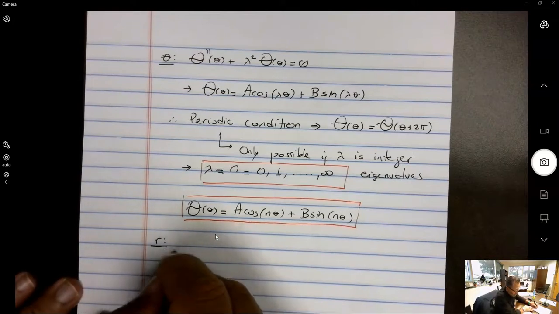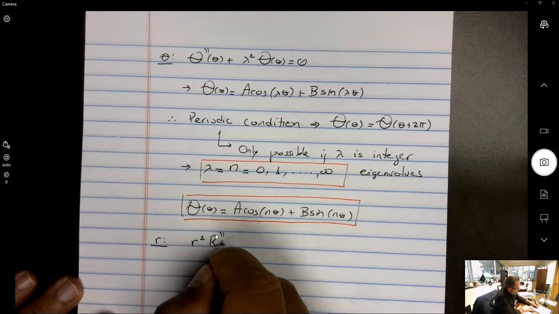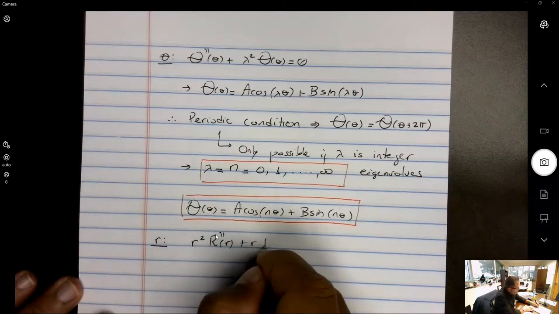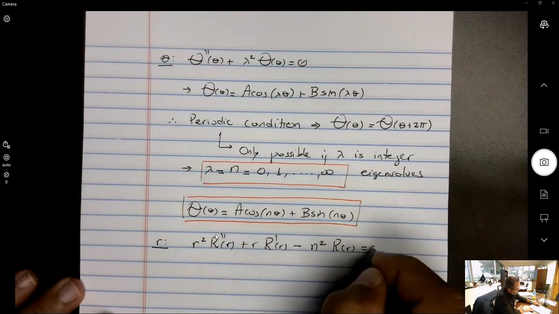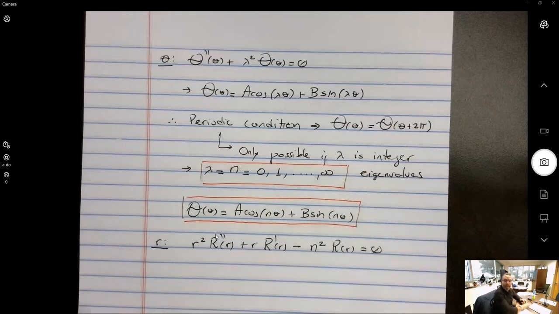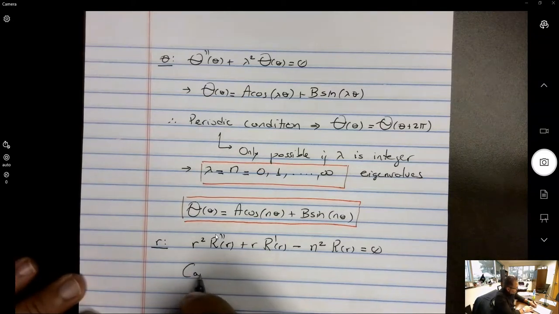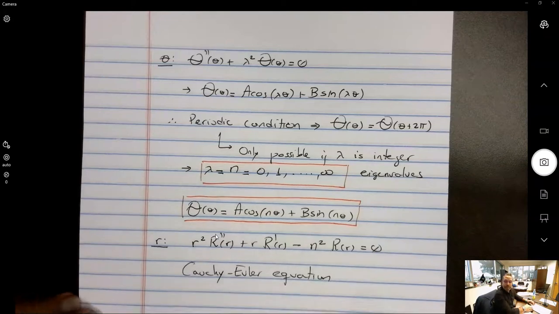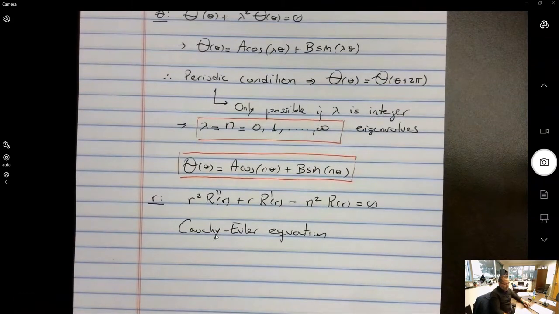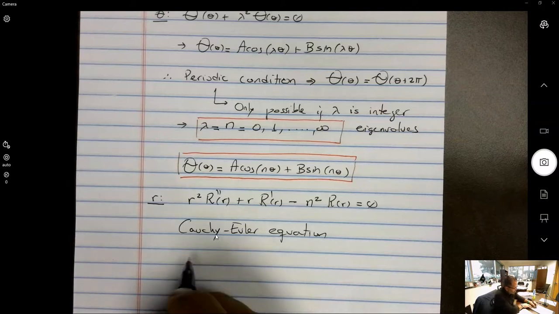In the r direction, we have this equation: r squared times R double prime of r plus r R prime of r minus n squared R of r is equal to 0. Notice that I've already replaced lambda squared with n squared, because lambda is equal to n, all the integer numbers. You can identify this as the Cauchy-Euler equation. Remember, we can calculate the roots of that equation. And again, I can go through the process of solving that.